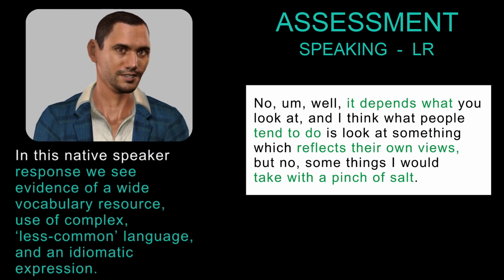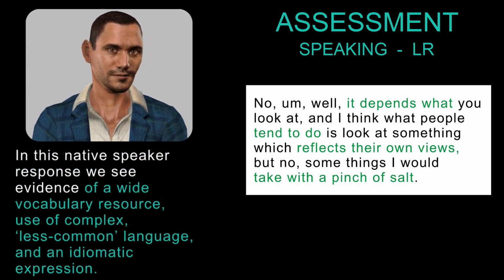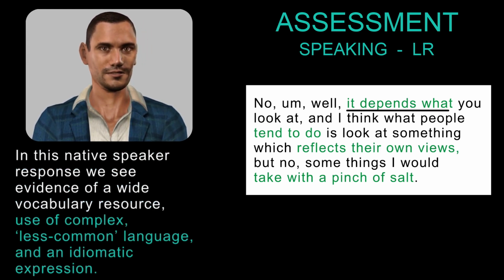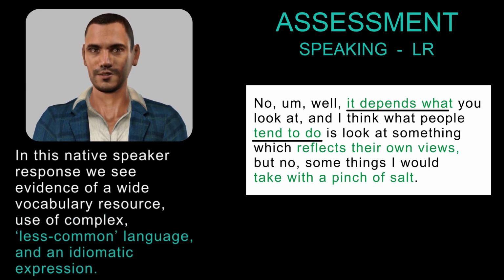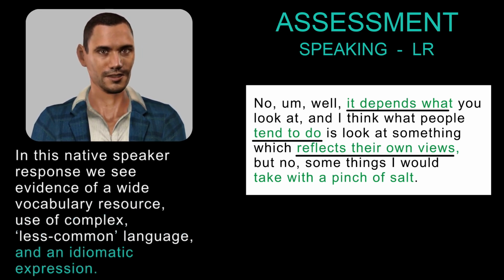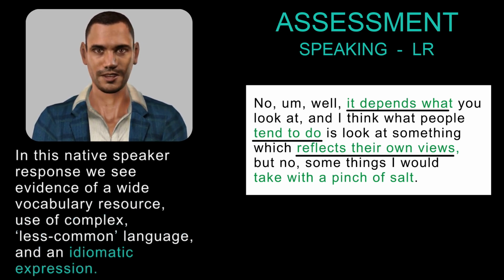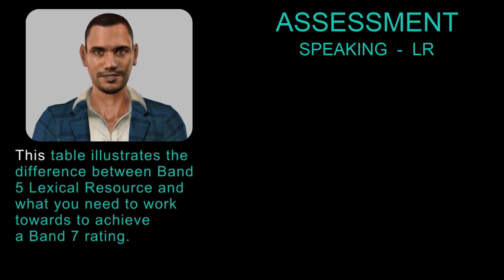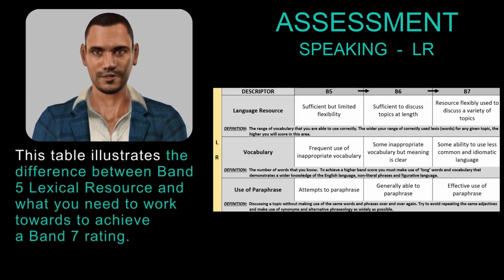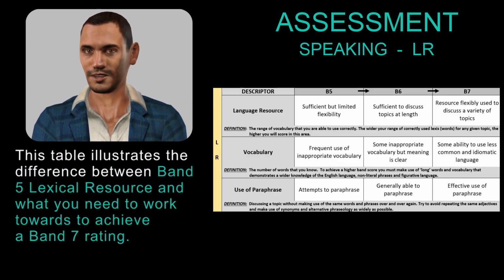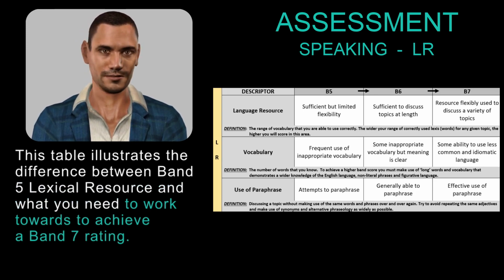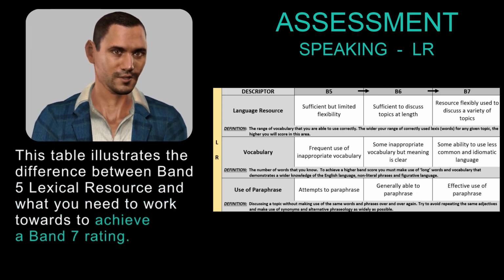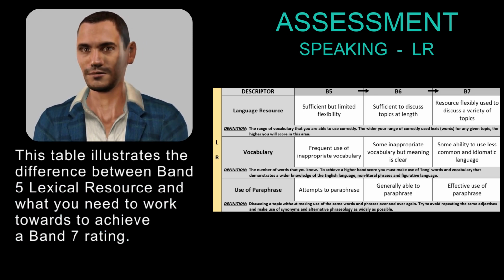In this native speaker response, we see evidence of a wide vocabulary resource, use of complex, less common language, and an idiomatic expression. This table illustrates the difference between Band 5 lexical resource and what you need to work towards to achieve a Band 7 rating.